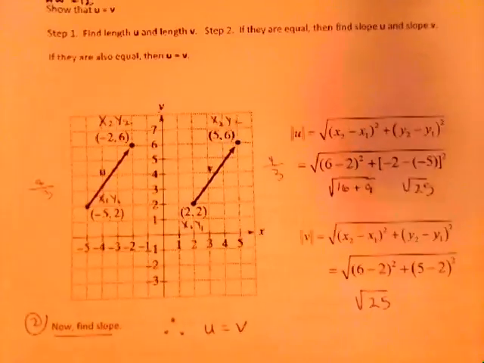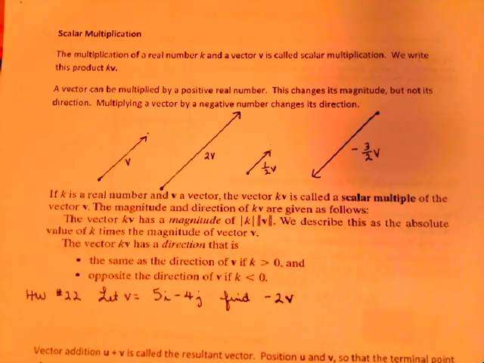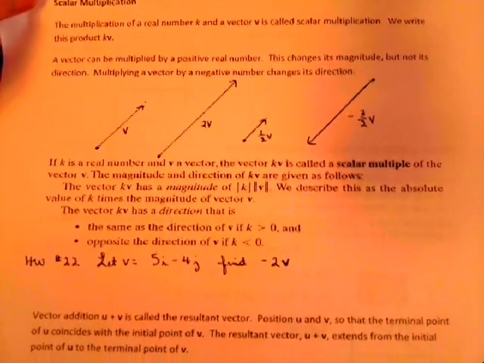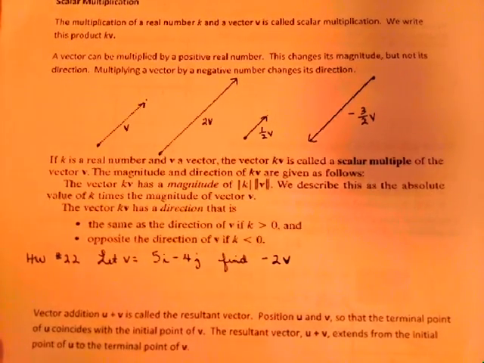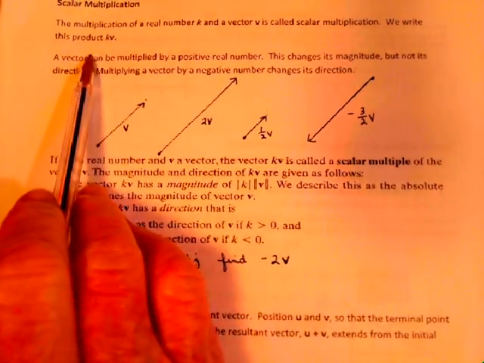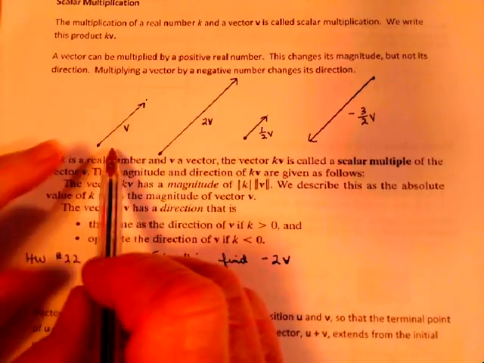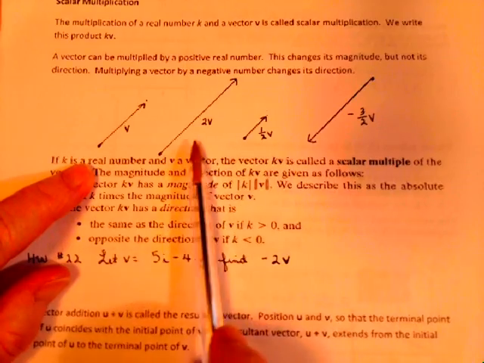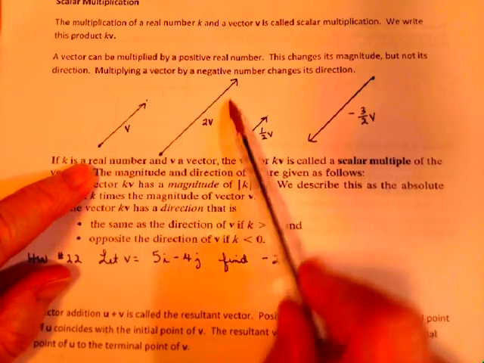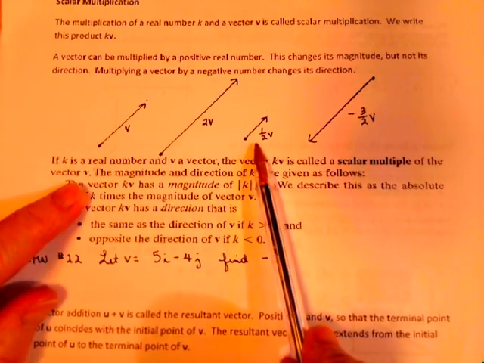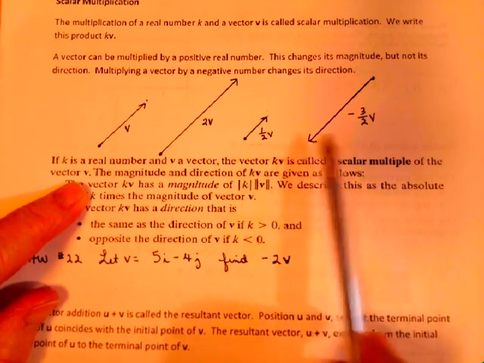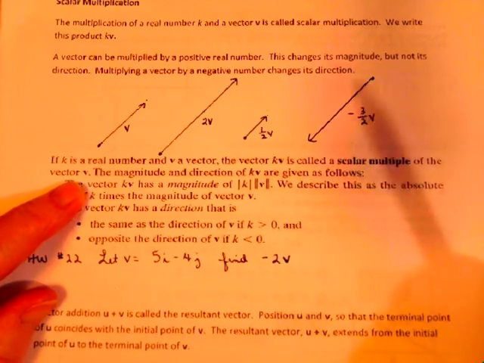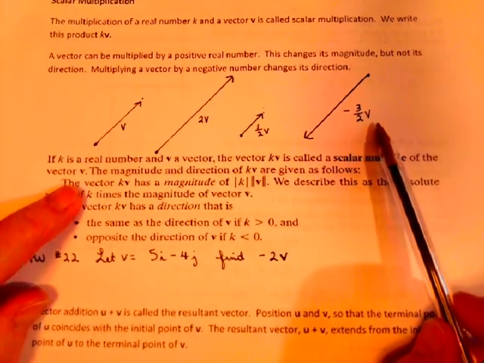Page 3. The multiplication of a real number k and a vector v is called scalar multiplication. We write this product as kv. This is kind of an easy little thing to just look across here and see. 2v makes this vector twice as long. 1/2 v makes it half as long. Negative 3/2 v makes it go in the opposite direction and be 1.5 times as long.